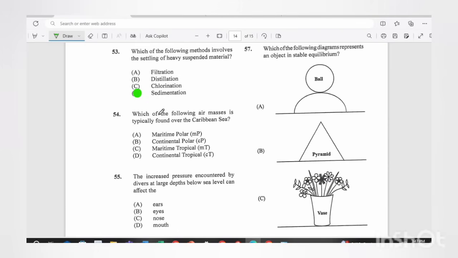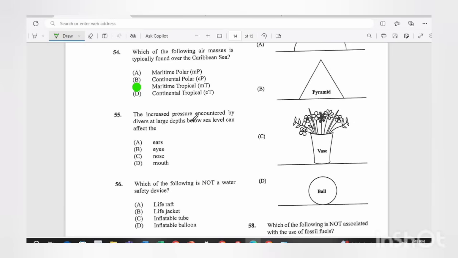Question 54. Which of the following air masses is typically found over the Caribbean Sea? The answer there is C, the maritime tropical MT. Question 55. The increased pressure encountered by divers at large depths below sea level can affect the A, ears, B, eyes, C, nose, or D, mouth. The answer there is A, ears.